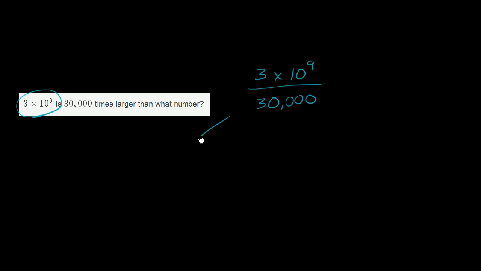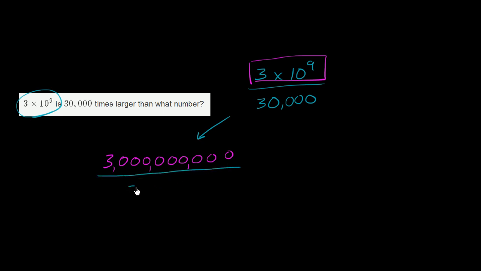So if we were to expand the top number out, we could write that as 3 followed by 9 zeros. 1, 2, 3, 4, 5, 6, 7, 8, 9. Let me put some commas here to make it readable. And then we're dividing that by 3 followed by 4 zeros. 1, 2, 3, 4. And then we could cancel out the zeros. We could say, okay, let's divide the top and the bottom by 10. Let's divide it by another 10, by another 10, by another 10. And then we've done all the dividing by 10.